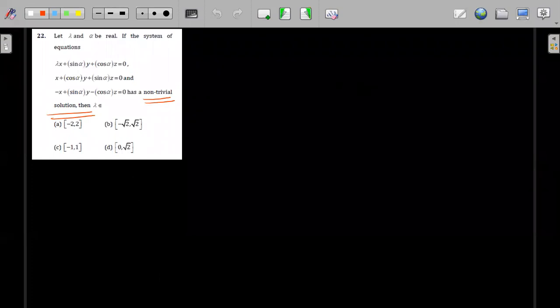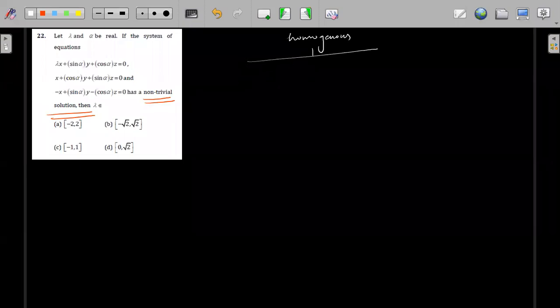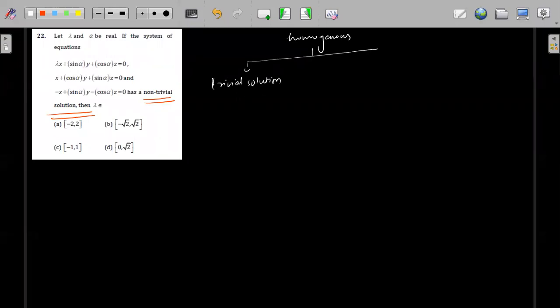So let's see. We were solving this one. This is a homogeneous equation, a system of homogeneous equations. So we know for a homogeneous system, we will have a trivial solution if d is not equal to 0, that means x is equal to 0, y is equal to 0, z is equal to 0, all equal to 0. Otherwise we will have a non-trivial solution.